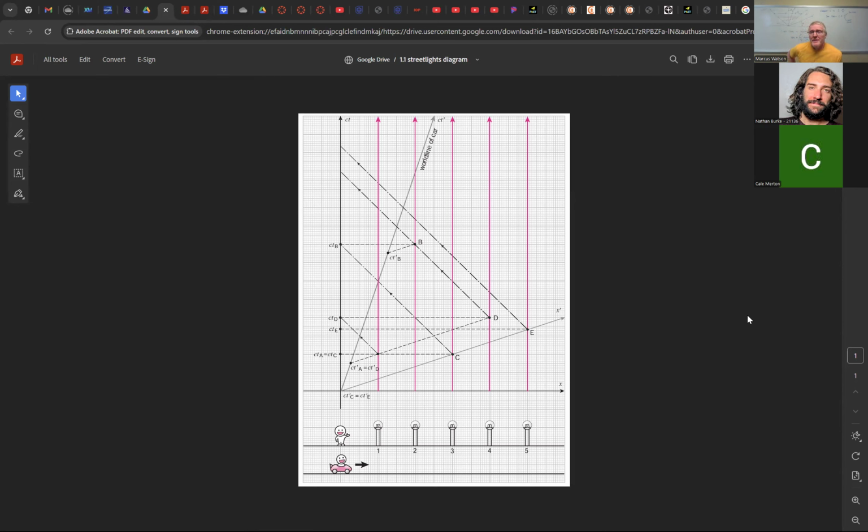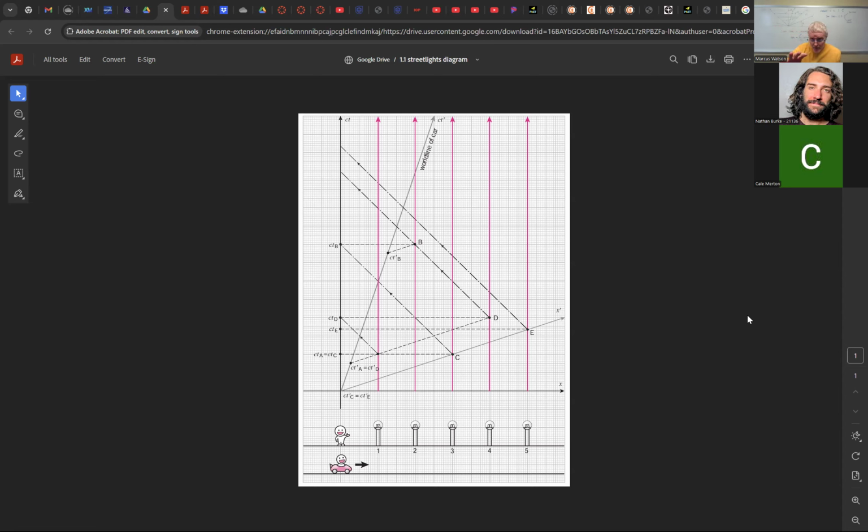Let me set this up. So we have a car moving at the bottom of the picture there, and we have a person who is stationary in the earth frame at the bottom of the picture, and there are numbered 1, 2, 3, 4, 5 lamps, say, street lights, okay? And they are turning on. They turn on at different times. Where do they turn on? Okay, so take a look.